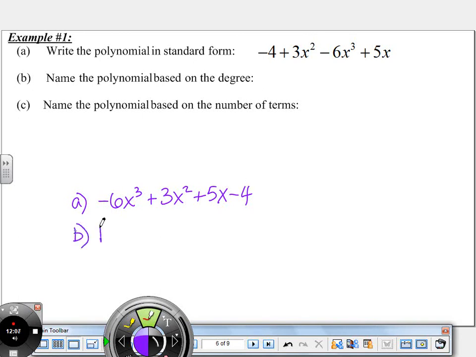The second part says to name this or label it or classify it. All of those things might mean the same thing based on its degree. So first, what is its degree? As a whole, 3. So each term has its own degree, but as a whole, since 3 is the highest, the degree of this polynomial is 3, and therefore it would be named a cubic.